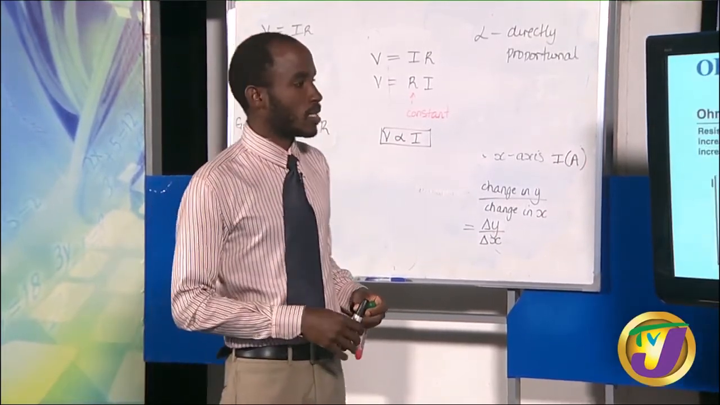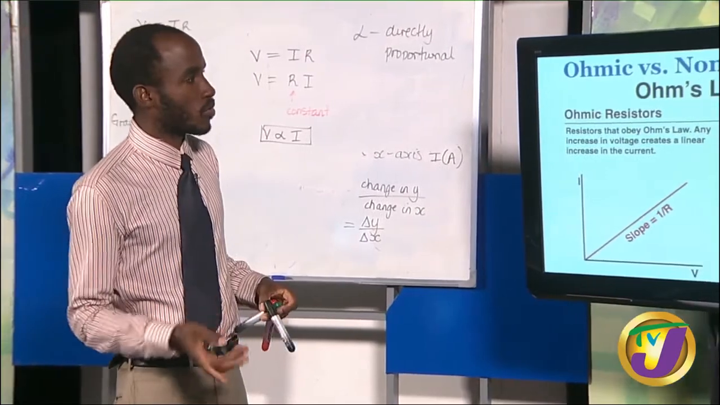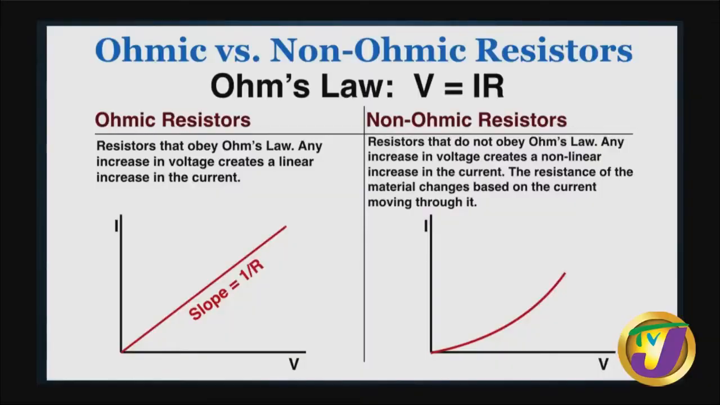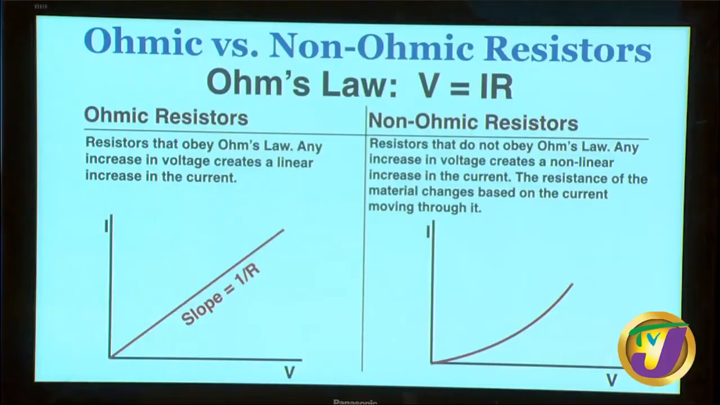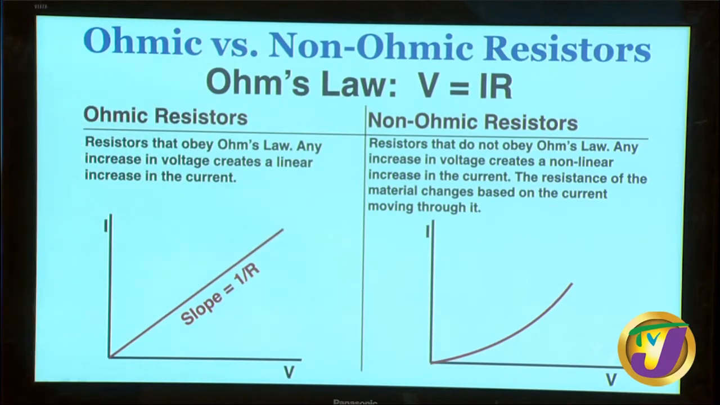So let us look now at a typical graph of what ohmic versus non-ohmic would look like. So we come back now to graphs. Ohmic resistors. A resistor can be anything that inhibits current flow. For resistors that obey Ohm's law, an increase in voltage creates a linear increase in current. Linear comes from the word line. So this is a current-voltage graph. Remember, current-voltage graphs give the inverse of resistance. So when you find this graph's slope, you have found the inverse of resistance.